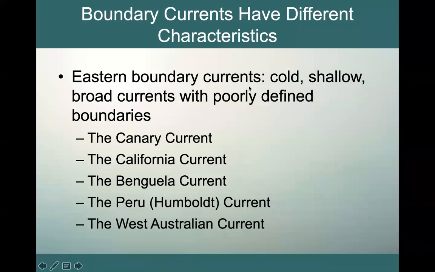Eastern boundary currents are those cold, shallow, broad currents with poorly defined boundaries. As we saw in the North Atlantic, that is the Canary Current. And as we are very familiar with, in the North Pacific, the California Current is the eastern boundary current. In the South Atlantic, the eastern boundary current is the Benguela Current. And in the South Pacific, the eastern boundary current is the Peru or Humboldt Current. And in the Indian Ocean, we have the West Australian Current.